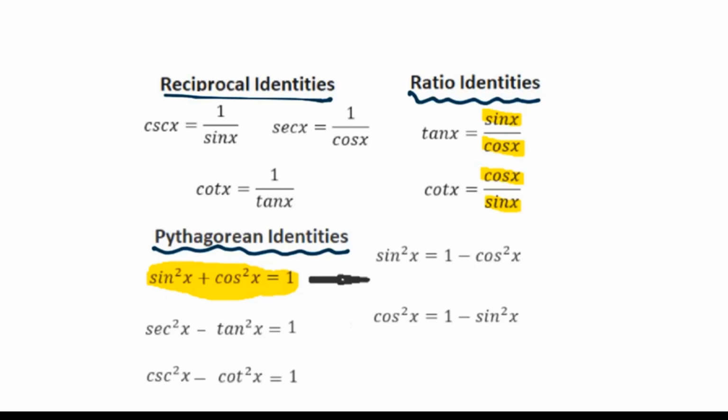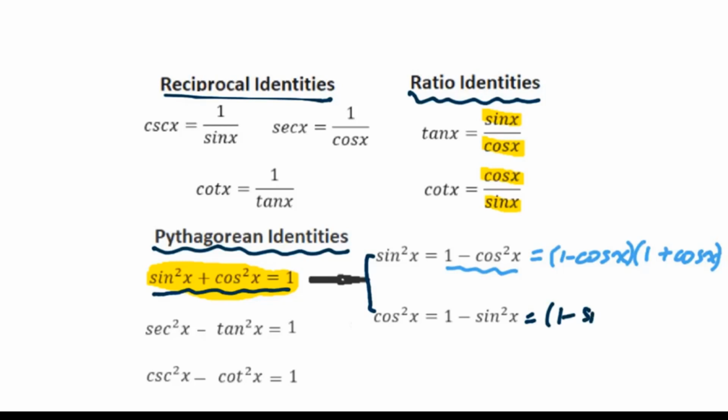For Pythagorean trig identities, the most useful is this one. But normally we use the twisted form from sin square x plus cosine square x equals 1. We get sin square x equals 1 minus cosine square x. We can factor this: 1 minus cosine x times 1 plus cosine x. For cosine square x equals 1 minus sin square x, we can factor into 1 minus sin x times 1 plus sin x.